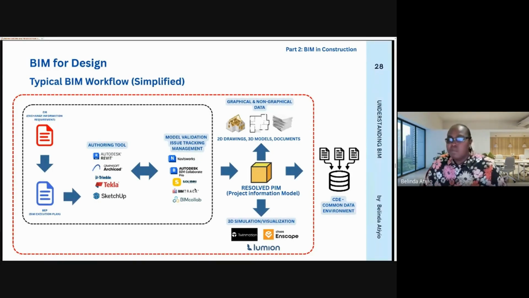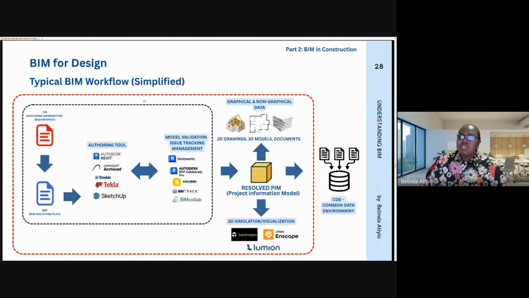From there, you move to model validation and issue tracking management. So this is back and forth. By the time you do your clash detection, you check your model. If there's an issue, you send it back, you correct it, you send it back, check it again. Once it is fine and okay, you now have a resolved PIM, project information model. That is what you will now use to generate your graphical data and non-graphical data, like bills of quantities, like 3D models, 2D drawings, and all that.